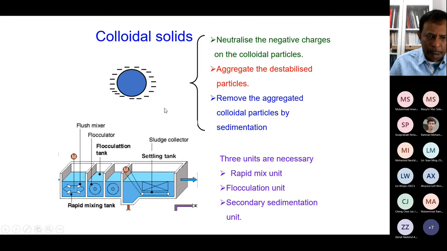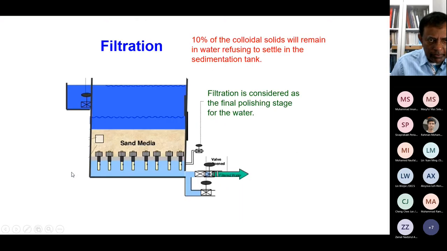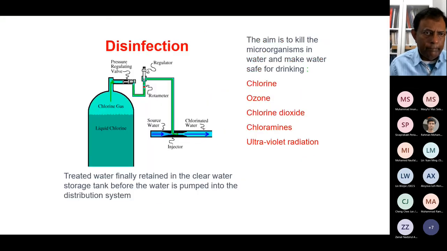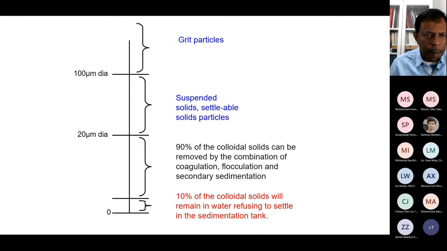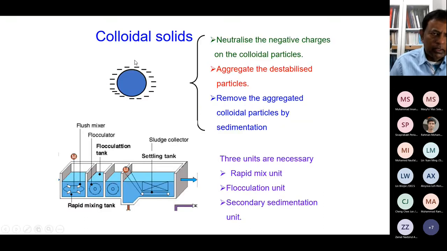So the rapid mix unit essentially neutralizes this negative charge. The negative charge on the surface can be removed by the coagulant which you introduce into the rapid mix unit. That is the first unit. Once it is destabilized, then of course you can grow the particles, which means by flocculation you grow the particles, and then you can pass it into the sedimentation tank to remove it.